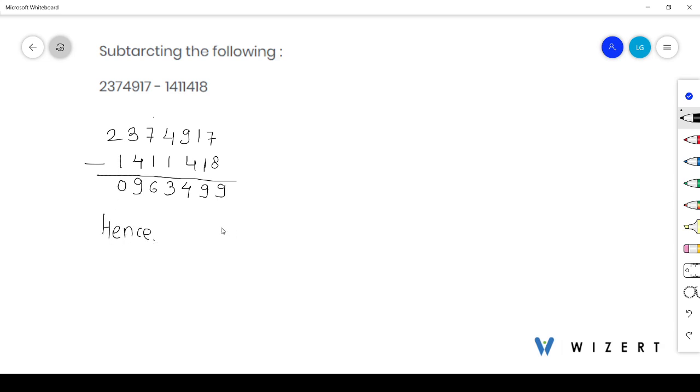Hence, 2,374,917 minus 1,411,418 is 963,499.